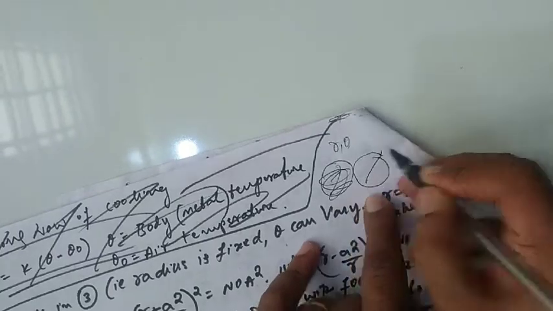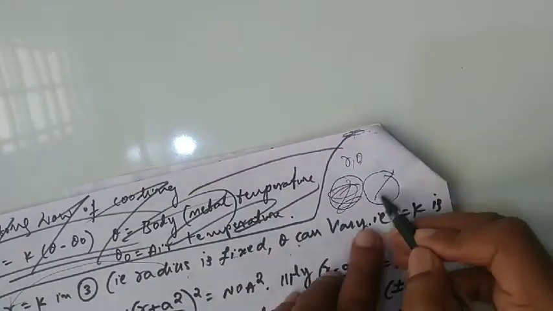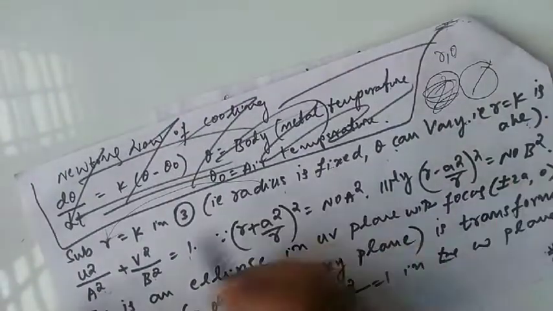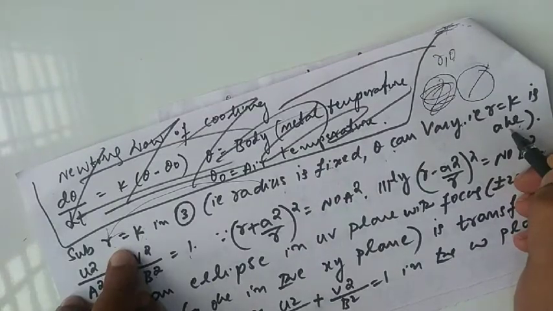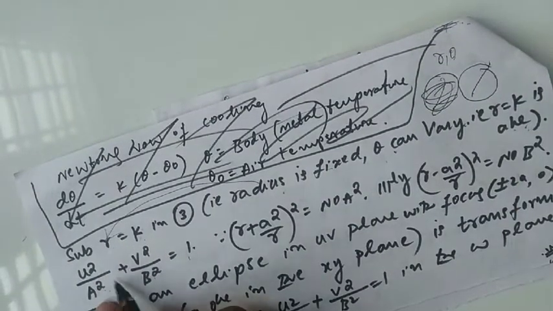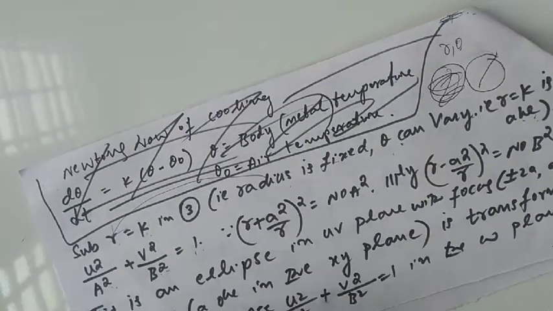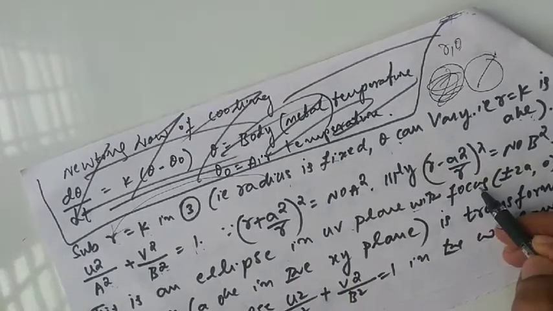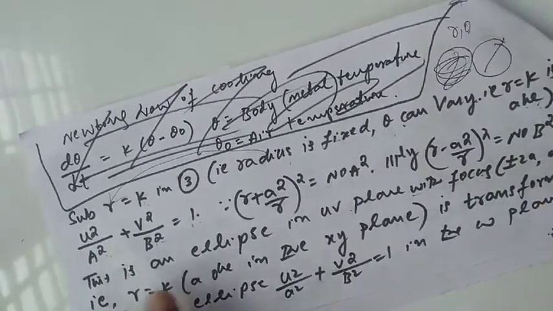When it is rotated, it is a circle. So R is equal to k means the radius R is fixed, and theta can vary, which means you are getting a circle. So if I take R is equal to k, a circle in that plane, we get u squared by a squared plus v squared by b squared is equal to 1. That means this is an ellipse in the UV plane with focus plus or minus 2a, 0.